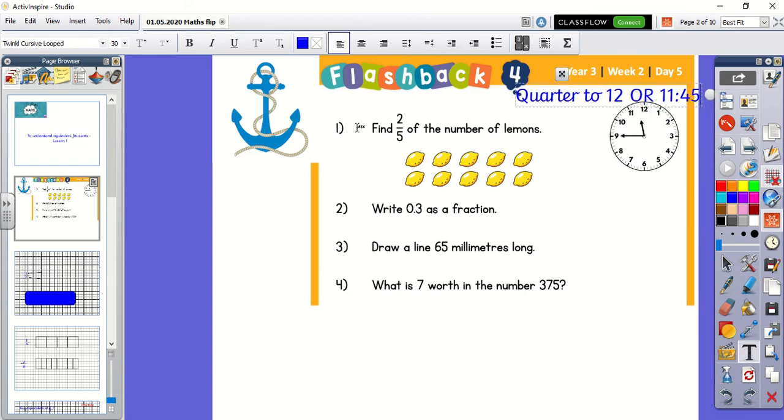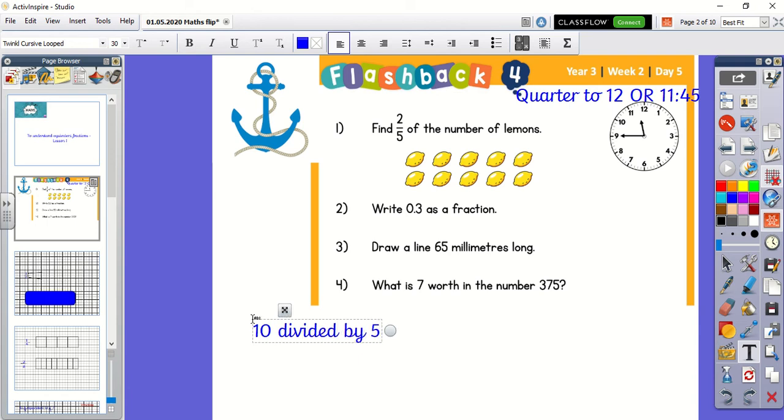Okay, right then, so number 1 here, find 2/5 of the number of lemons. So how many lemons have we got all together? Let's count them. We've got 1, 2, 3, 4, 5, 6, 7, 8, 9, 10. So we have got 10 lemons. So if I need to find 2/5, I'm going to find 1/5 first. Okay, so I'm going to do 10 divided by 5.